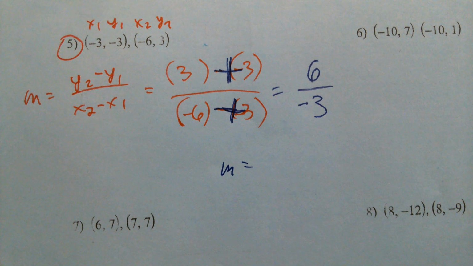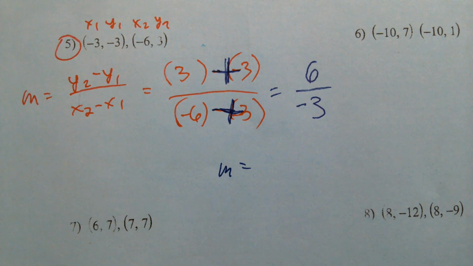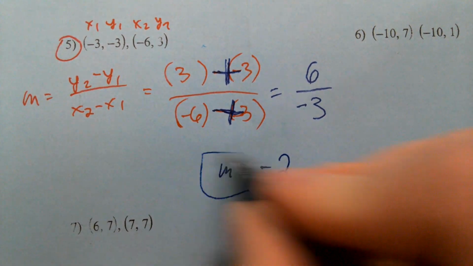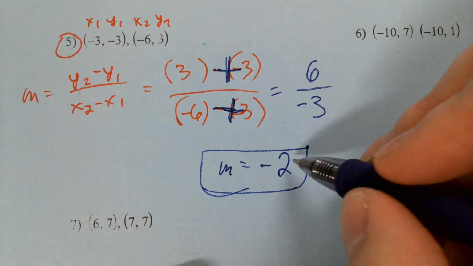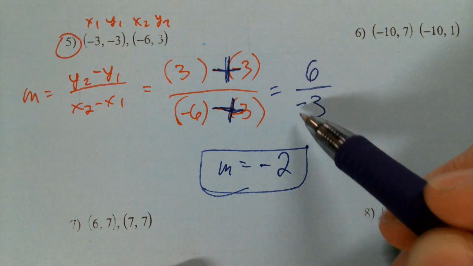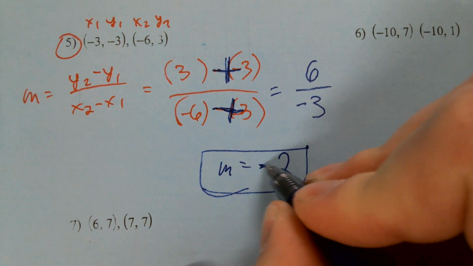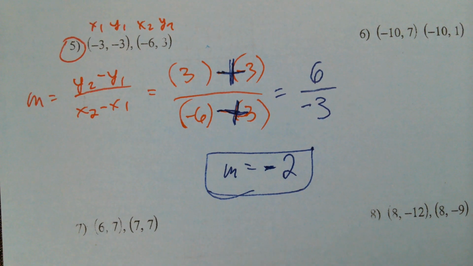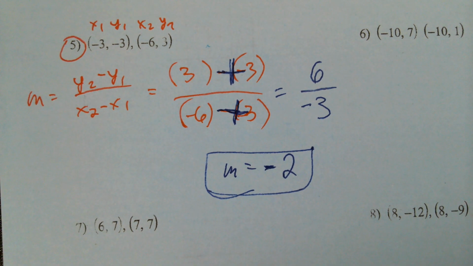How can we simplify 6 over negative 3? What's that equal to? Negative 2. Good. 6 divided by 3 does give us 2. Nice and whole right there. But a positive over a negative is always going to give us a negative. That's right. Questions I can answer about 5? Okay. Question about another question?